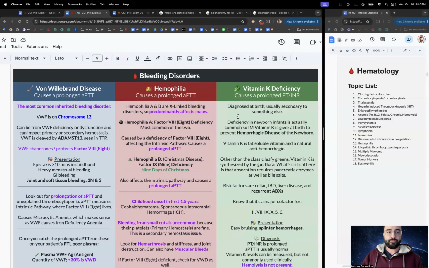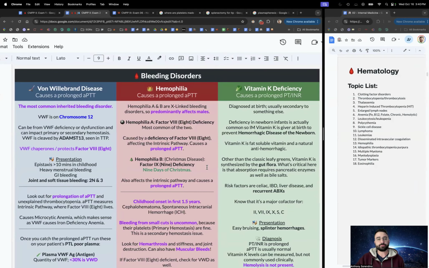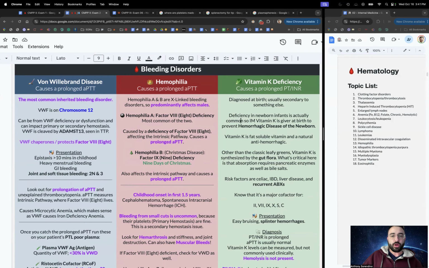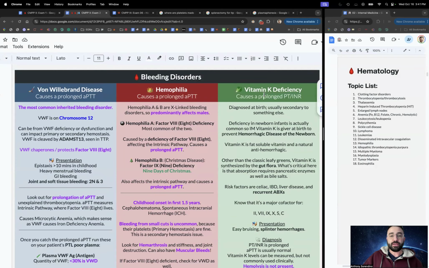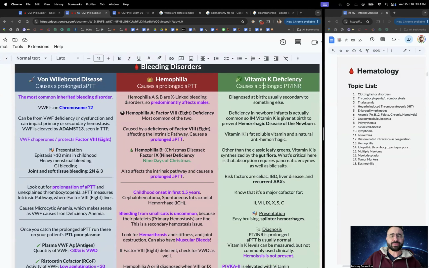All right. So in terms of the bleeding disorders, von Willebrand disease, hemophilia, and vitamin K deficiency. So von Willebrand disease and hemophilia, these are going to have to do with factor 8. And if we remember, that is on the heparin intrinsic side, which is why they're going to cause a prolonged PTT. Vitamin K, warfarin is a vitamin K inhibitor. So that's going to have to do with PT INR.